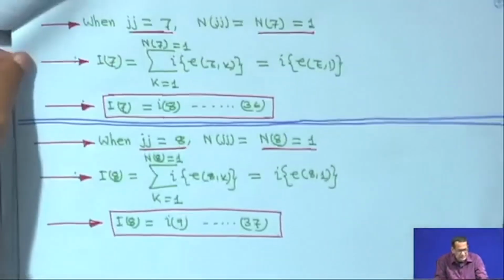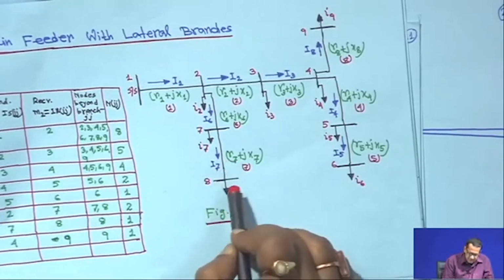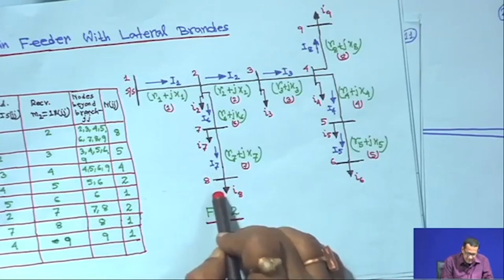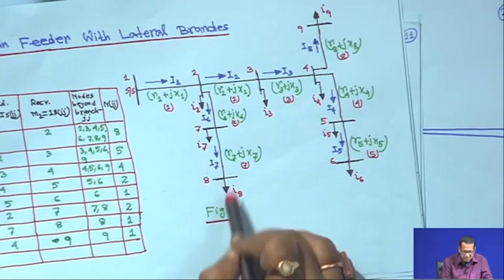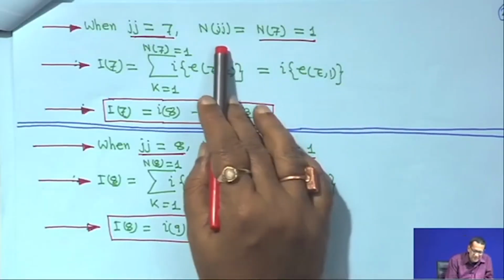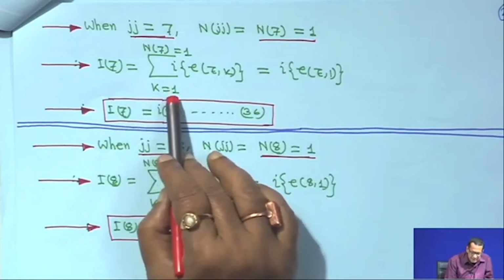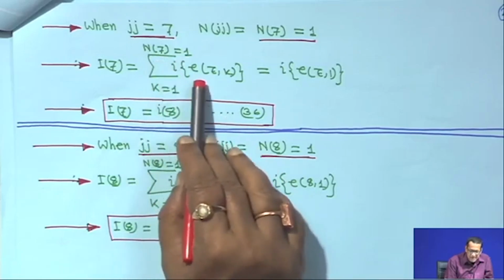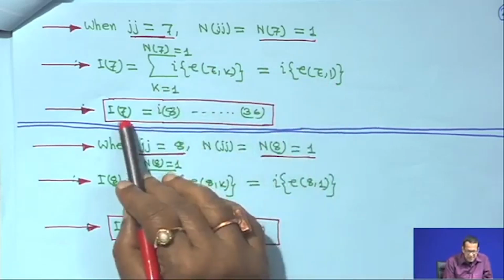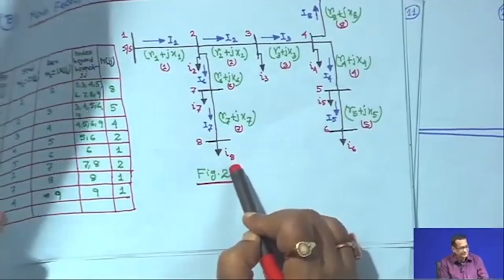Now, similarly, when j j is equal to 7, this is the last branch, beyond this branch there is no other branch in any way. So, this is receiving a node, that is capital I 7 is equal to small I 8, from this circuit you can easily make out, right. Therefore, j j is equal to 7, n j j is equal to n 7 equal to 1. Therefore, capital I 7 is the sum over k equal to 1 to n 7 equal to 1 of I e 7 k, that is I e 7 1, because there is only one element. So, capital I 7 is equal to I 8. From this figure also you can make out capital I 7 is equal to I 8, right.